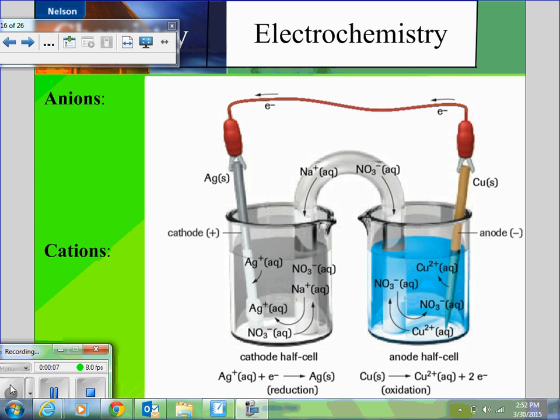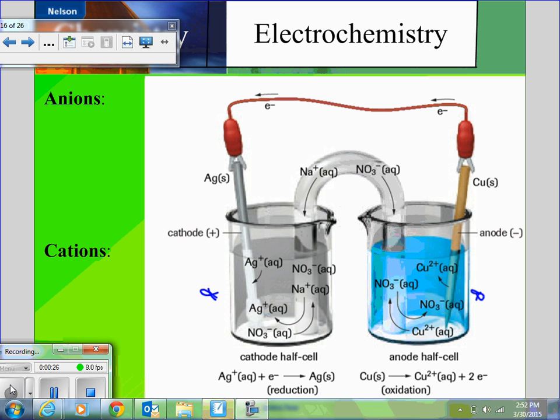So in order for a voltaic cell to generate electricity, we have to generate the flow of electrons. So it has to be a spontaneous redox reaction that's going to take place. One of these two sides of the cell is going to act as an anode, and one is going to act as a cathode.